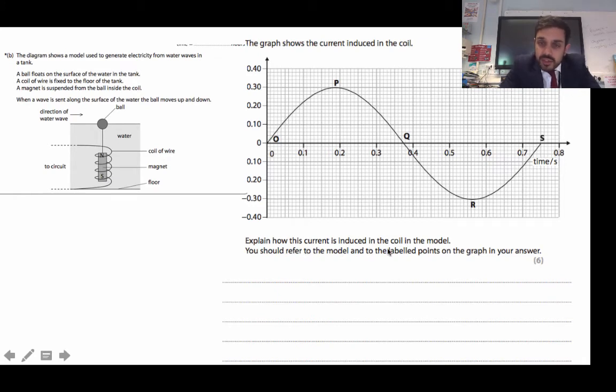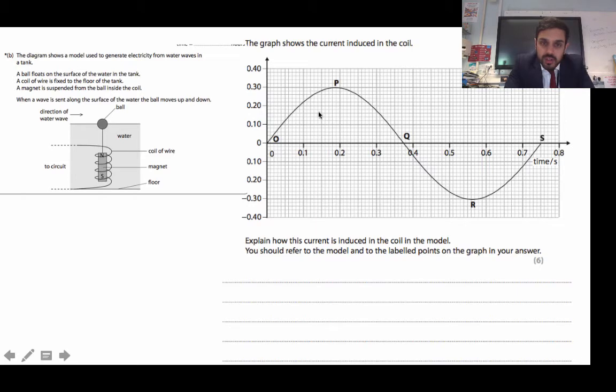Explain how this current is induced in the coil in the model. You should refer to the model and the labelled points on your graph in your answer. Now think, what's the simplest way of explaining this? The ball moves up and down. As the ball moves up and down, it moves the magnet. As the magnet moves, it induces a current in the wire.